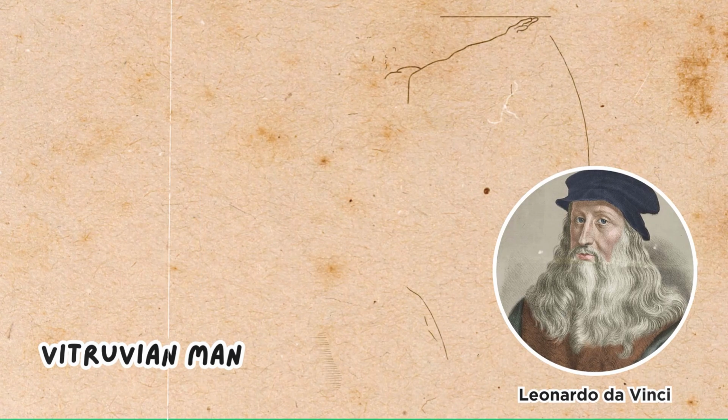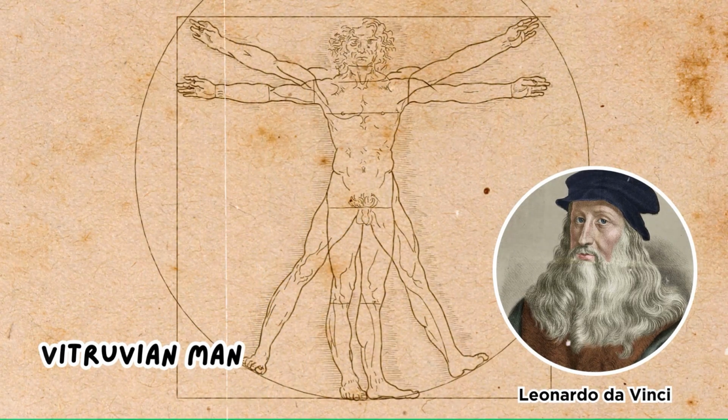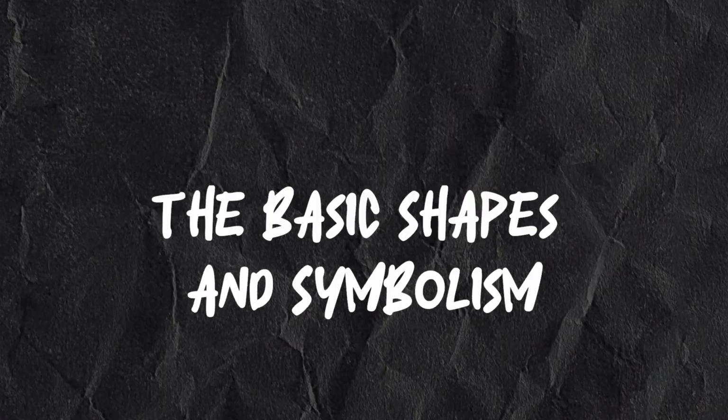For example sa Vitruvian Man ni Leonardo da Vinci, he used precise straight lines and delicate curved lines to illustrate the proportions and harmony of the human body. The basic shapes and symbolism. Sa third part, tatalakayin natin ang basic shapes and ang symbolism nila sa art.